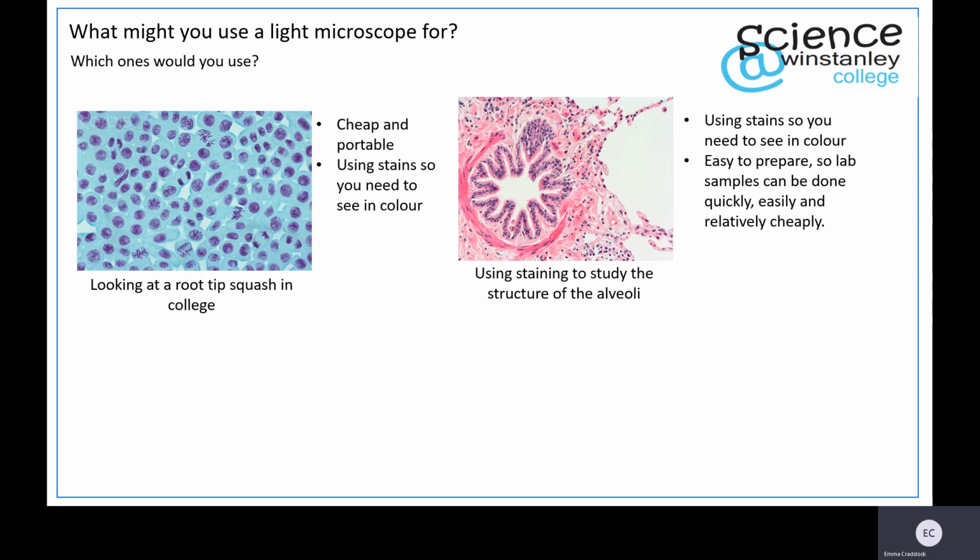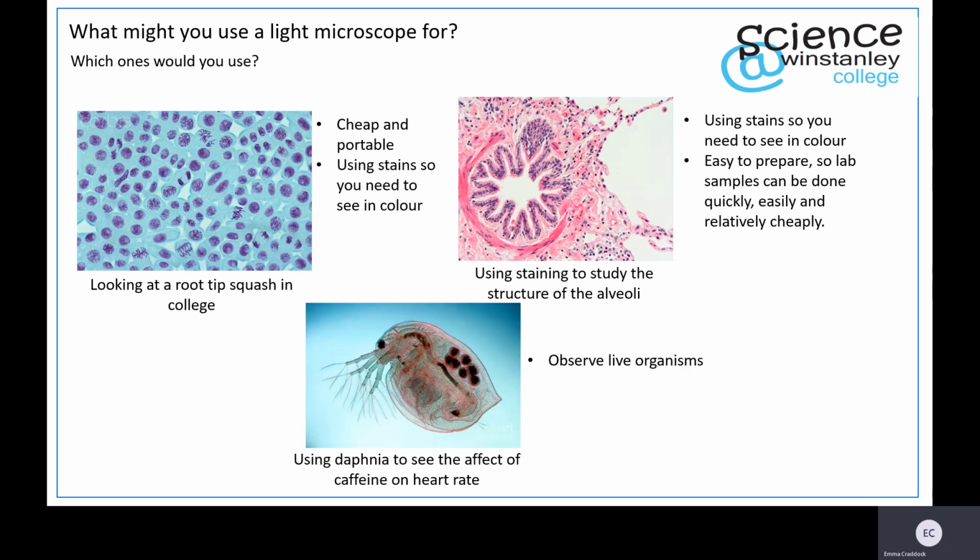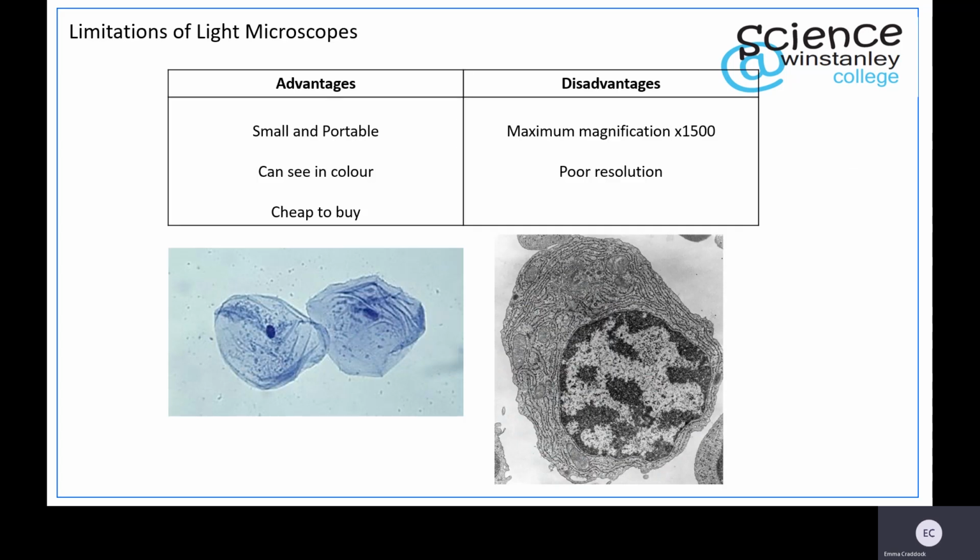Using staining to study the structure of the alveoli: when you're using stains, you need to see in colour. Also, a light microscope is relatively easy to prepare for, so lab samples can be done quickly, easily, and relatively cheaply, which is really good in a medical lab environment. And then if you're going to look at the effect of caffeine on Daphnia's heart rate, you need to be able to keep that Daphnia alive. So you can observe live organisms, so you can look at their heart rate.